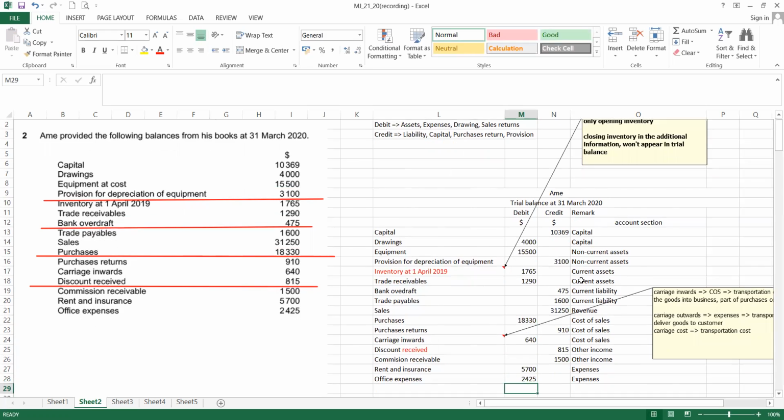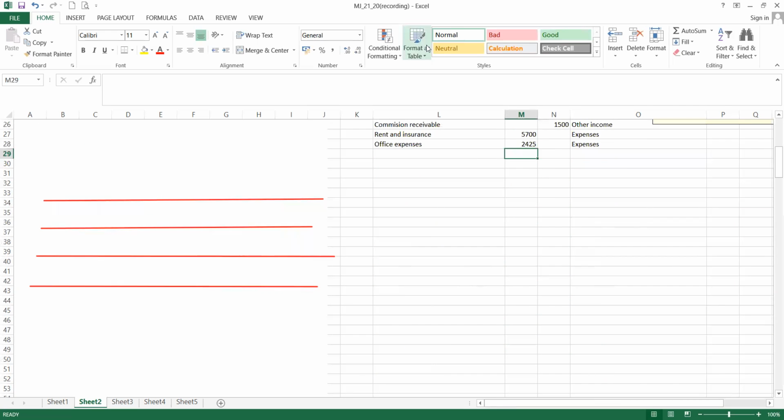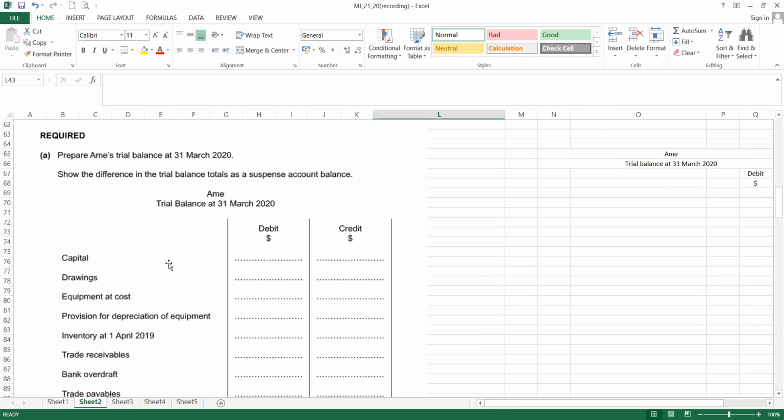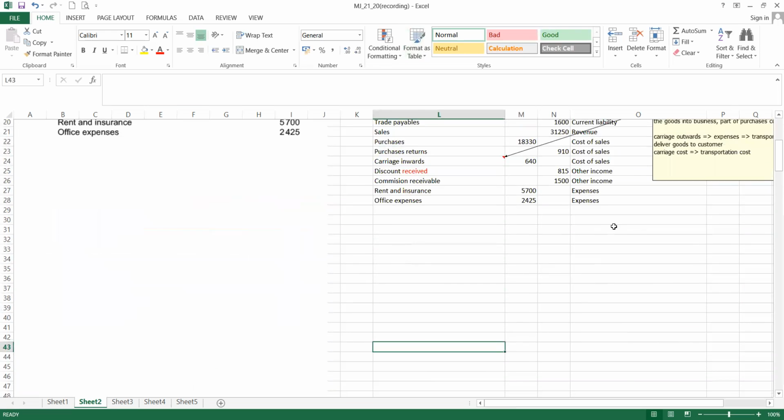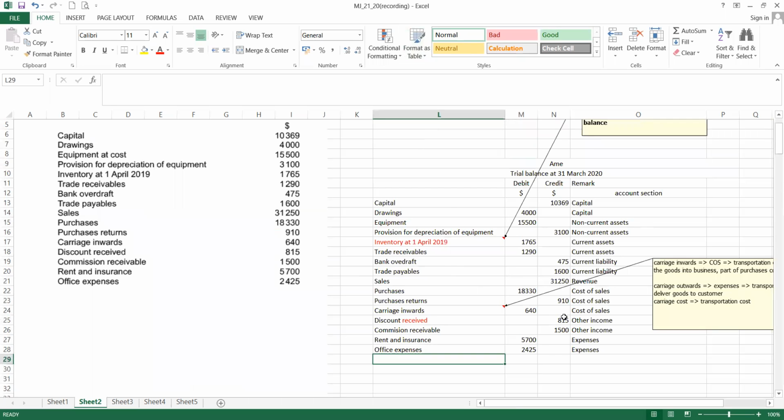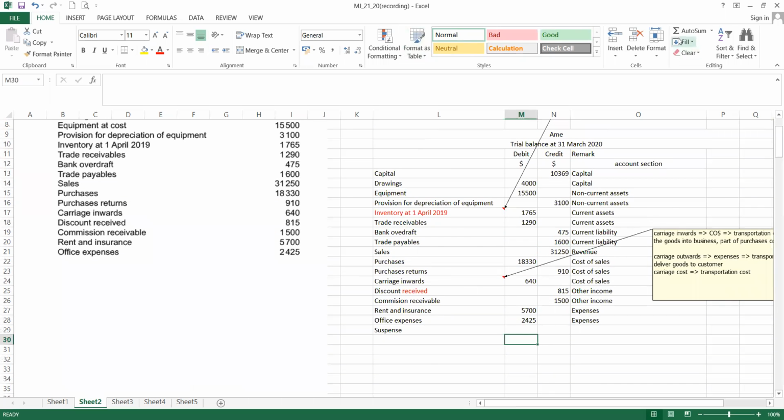Okay. The question is very clear. It tells us that this account has an imbalance. That's why they ask us to prepare the suspense account here. So the difference is put into the suspense account. But we don't know whether it is debit or credit. We just add the subtotal first.